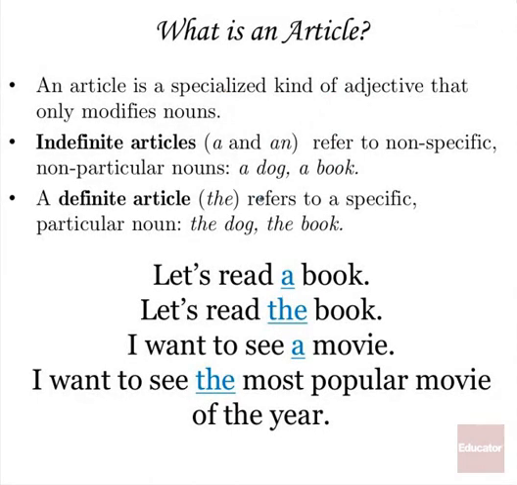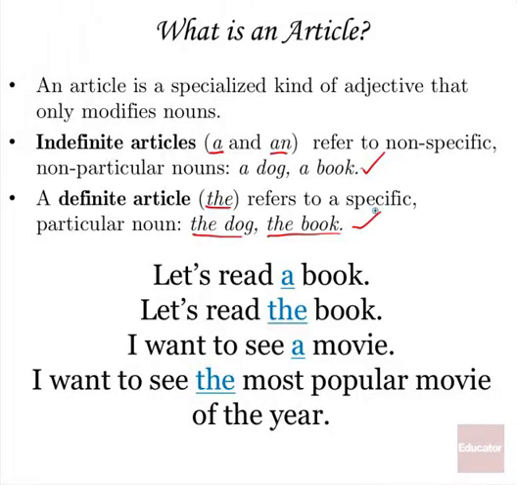All right, what is an article? An article is a specialized kind of adjective that only modifies nouns. Now remember, adjectives can modify nouns or pronouns, but articles are specialized, they only do nouns. The indefinite articles, a and an, refer to non-specific, non-particular nouns. A dog, a book, any old dog, any old book, just one of them, you know? A definite article, the, is the only definite article in English, and refers to a specific, particular noun. The dog, the book. We mean a particular one.